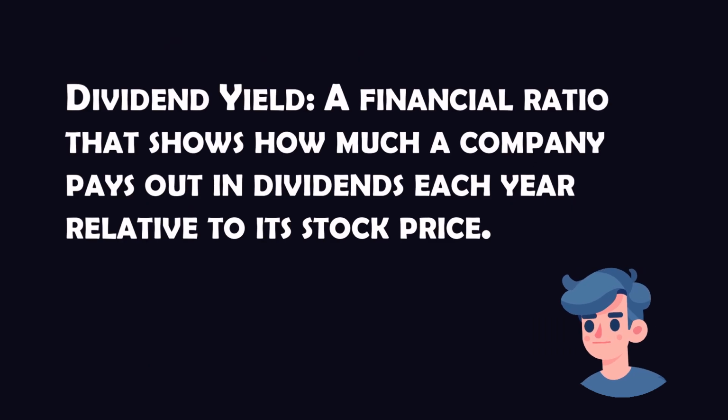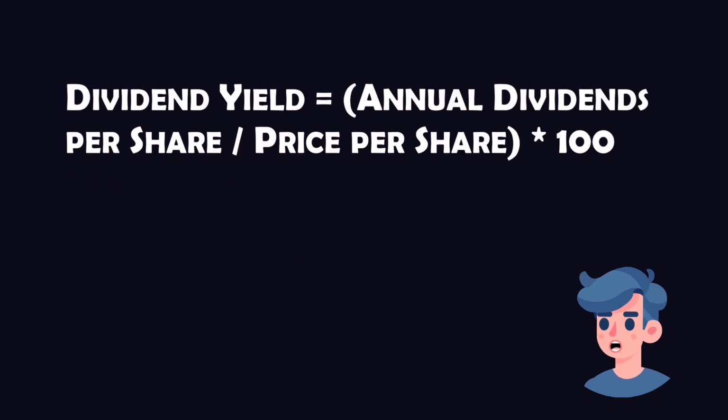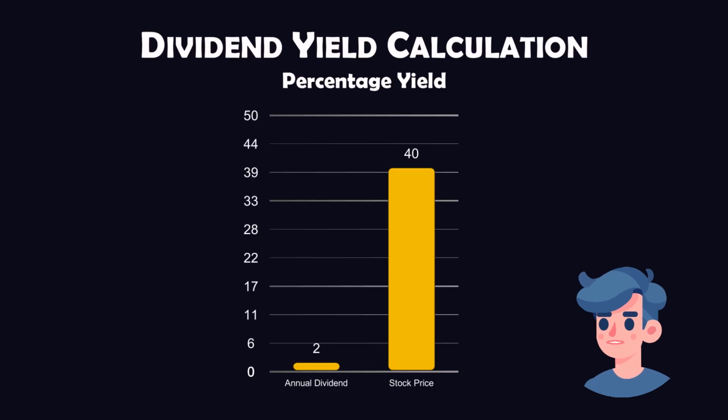Now, let's look at dividend yield, especially relevant for stock investors. Dividend yield is calculated as the annual dividends paid by a company divided by the current price per share. For example, if a company pays an annual dividend of $2 per share and its current stock price is $40, the dividend yield would be 5%. Using our example, the calculation would be 2/40 * 100 = 5%.